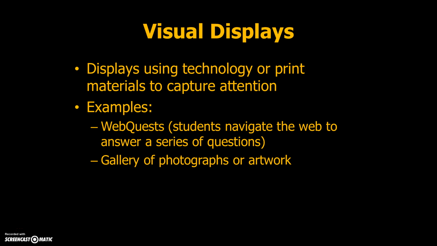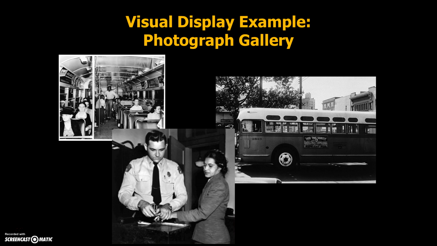And one type of visual display that I really like is a gallery walk in which you display photographs or artwork related to the topic that you're going to be teaching. And what students can do is try to piece together what all the photographs or pieces of art have in common, so they can try to figure out what it is they're going to be studying, and it also piques their interest. As an example, in our class, we're going to start reading Claudette Colvin, Twice Toward Justice.